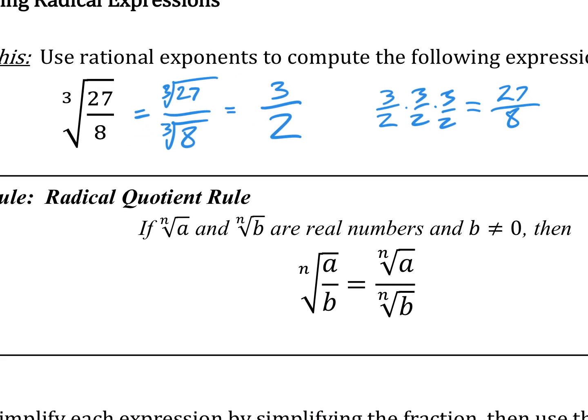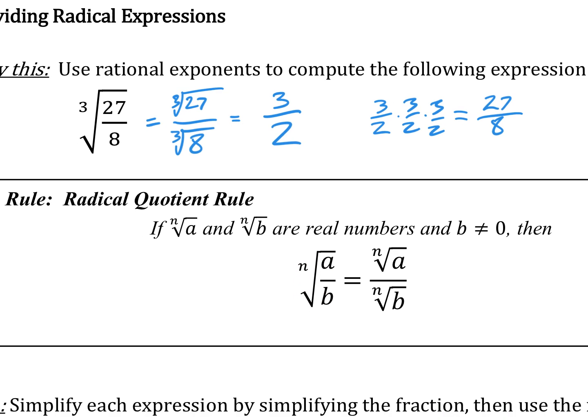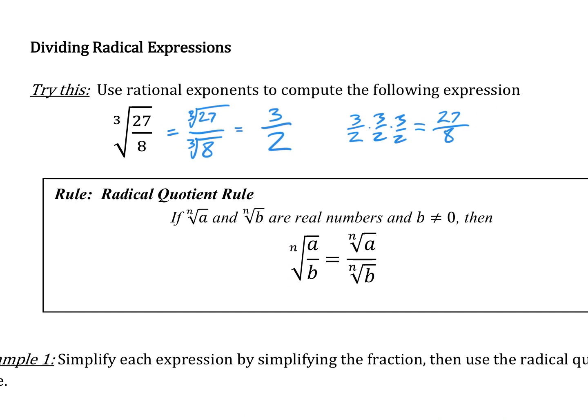So the moral of the story is, if we're cube rooting a fraction, we can just cube root the top and cube root the bottom. And this works both ways. So this is the radical quotient rule. If you're taking a root of a quotient, or a fraction, because a fraction is a division problem, then we can take the nth root of the top and the nth root of the bottom. All right, and that's the key.